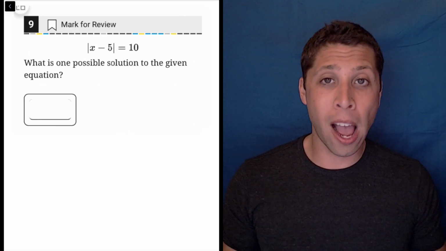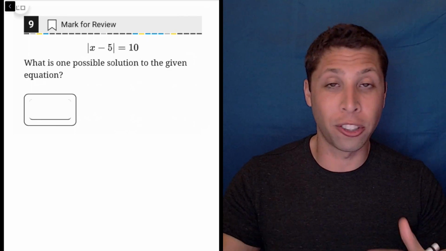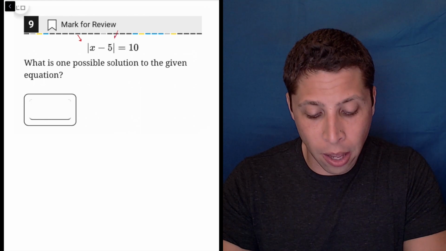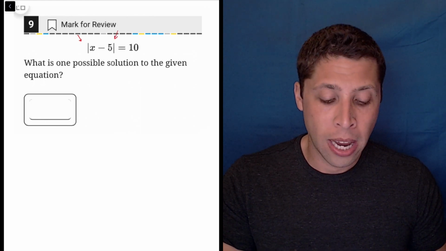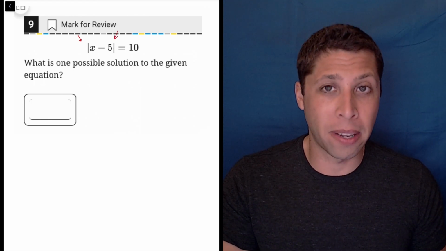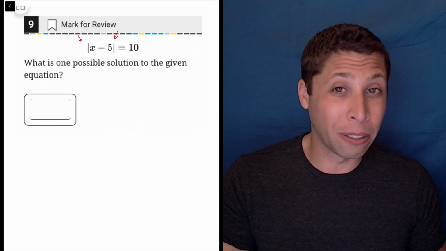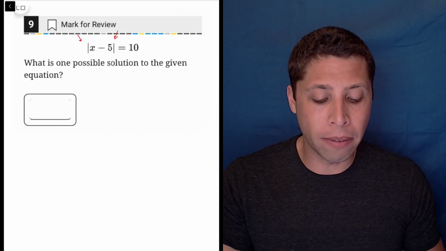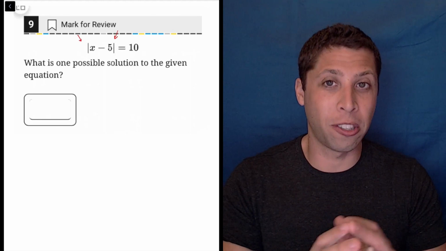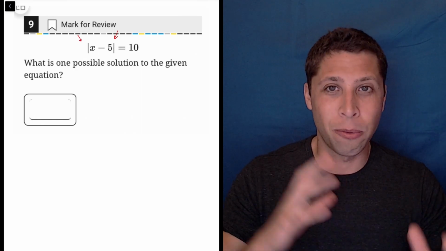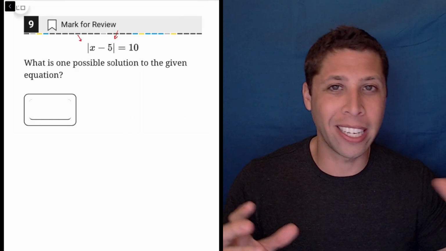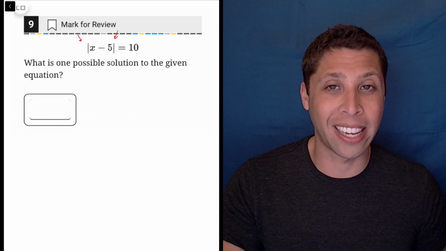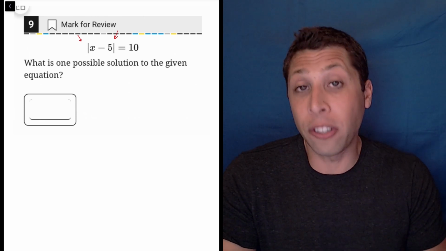I'm hoping that by now in your life you have come to understand what these little bars mean. Those are absolute value bars, and I think most people encounter them by the time they take the SAT. They might be a little confused about how they work, but remember, they're basically just going to give you two possibilities, one about positives and one about negatives.